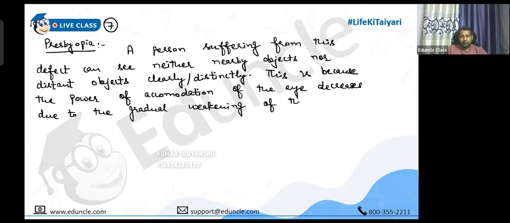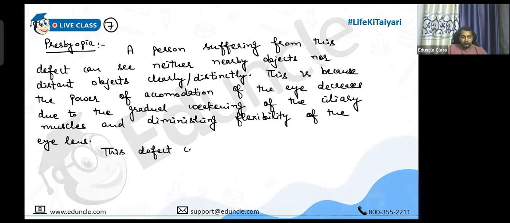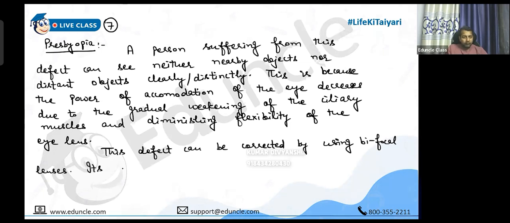Ciliary muscles of our eye and diminishing flexibility. Bifocal. Bifocal means something like this. This lens is different and this lens is different.